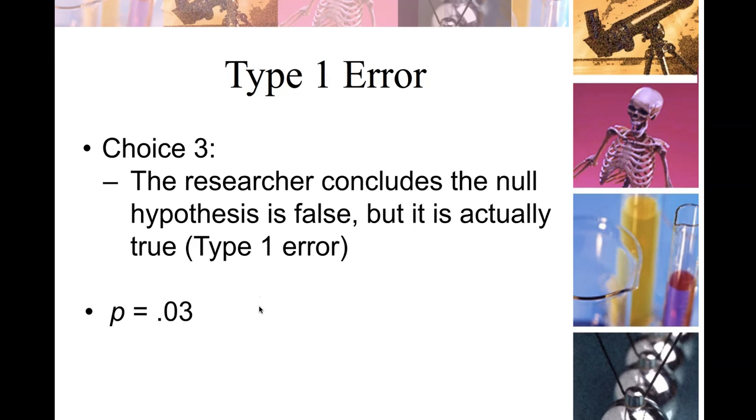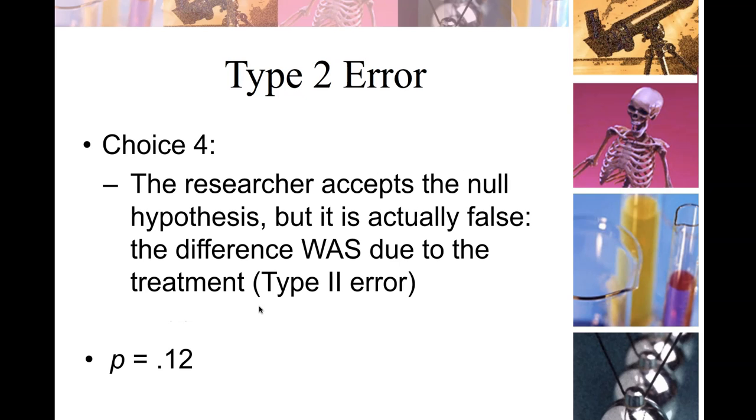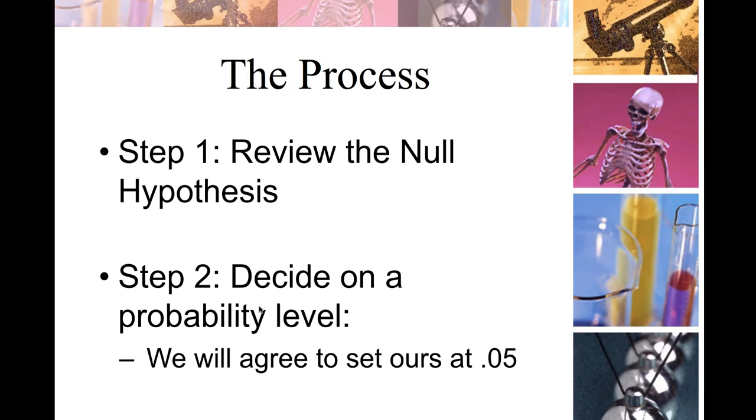With a type 1 error, the researcher says, aha, there's a difference. I'm great. I'm going to publish my study, but she's actually wrong. There is no difference between groups. Choice 4, the researcher says, oh, shoot, I didn't find a difference, but in reality, there is a difference between groups. All right, so those are type 1 and type 2 errors.